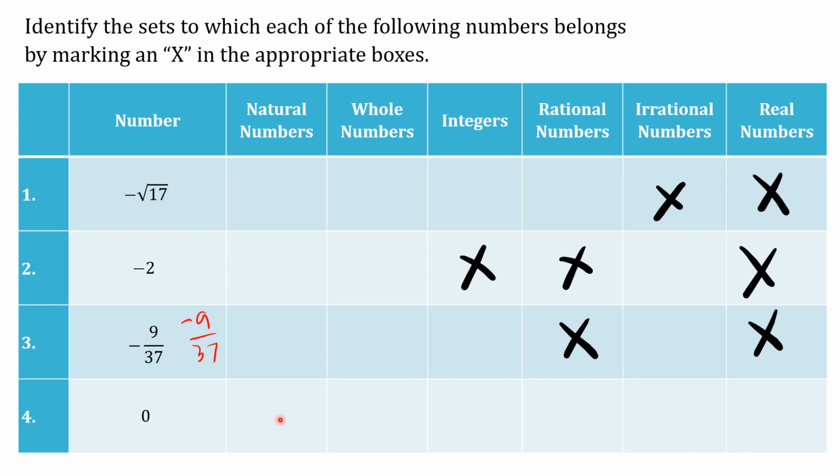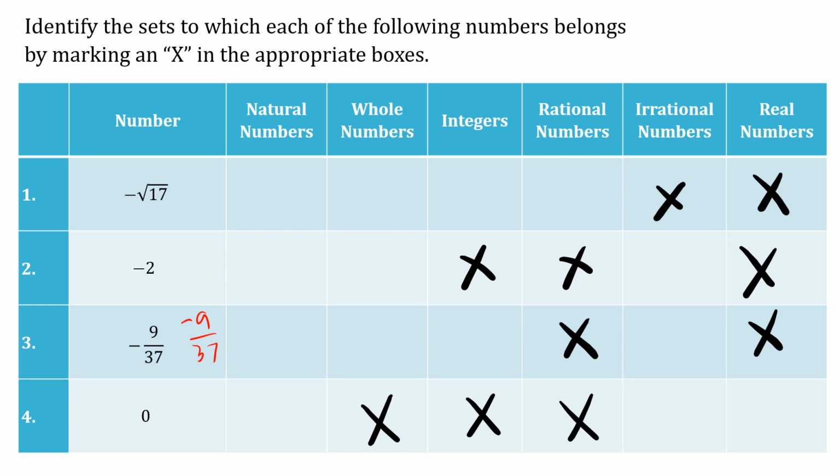No, it is not. What about a whole number? Is 0 a whole number? Yes, it is. 0 is part of the whole numbers. The whole numbers are just the natural numbers as well as 0. Is 0 an integer? Yes, it is. 0 is an integer because integers are the positive and negative whole numbers as well as 0. Now, 0 is a rational number because it can be written as a fraction. Sorry about that. It can be written as 0 over 5 or 0 over negative 10. So 0 is a rational number.